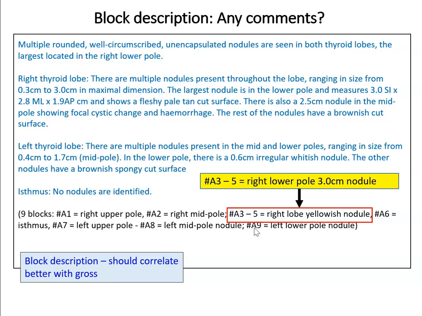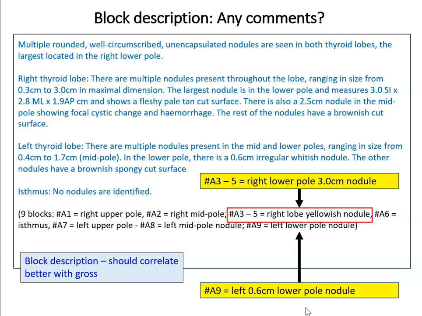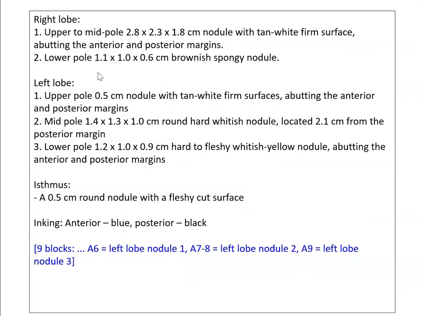And similarly, for A9, it's also helpful to mention the specific nodule. So when I read this gross description, I am particularly interested in this nodule because I'm concerned about papillary microcarcinoma. Hence, it is very important to make it extremely clear where you have sampled it. It is also acceptable to numerically list the different nodules, and sometimes you can write this in your block description. This is actually clear as well.